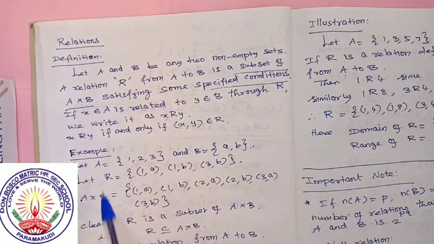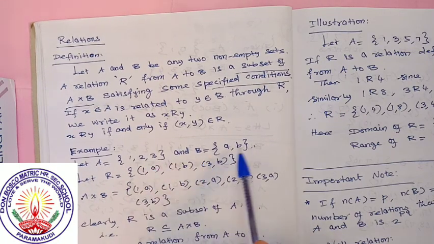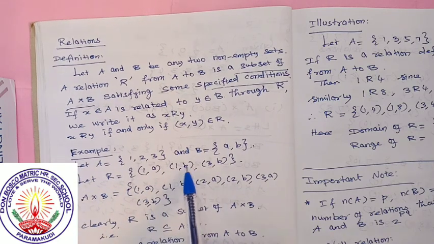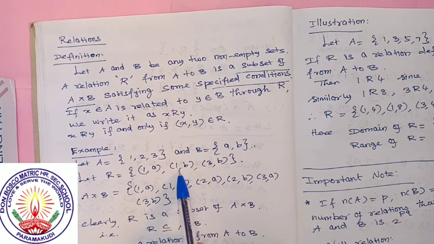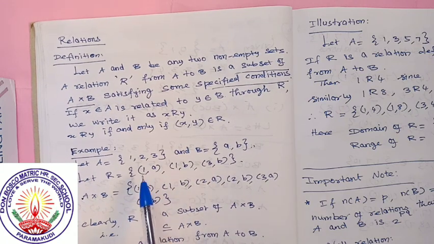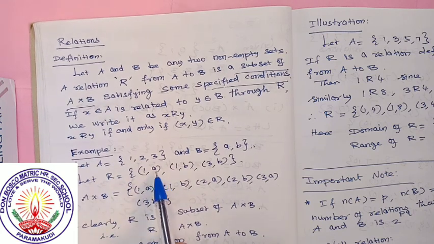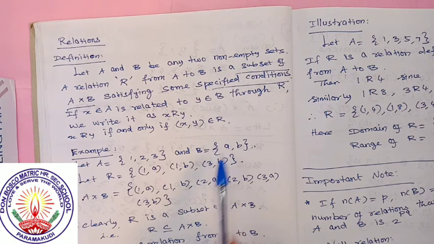For example, let us consider the set capital A = {1, 2, 3} and the set B = {a, b}. Now I am going to write a relation R = {(1, a), (1, b), (3, b)}. Now see, the first elements 1, 1, 3 are elements of capital A. See, the second coordinates a, b are elements of the set B.